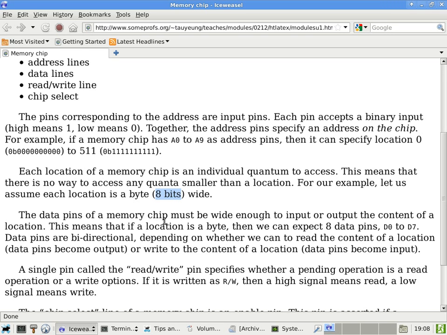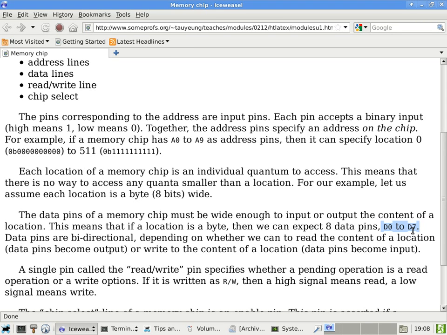The data pins of a memory chip must be wide enough to input or output the content of a single location. In this example, that means I will need 8 data bits, because each location has exactly 8 bits. So I need 8 data lines in order to either input a byte or output a byte. Typically, on a circuit board or on a chip, they're labeled from D0 to D7. D0 would usually represent the least significant bit, and D7 represents the most significant bit. Are there any questions at this point?